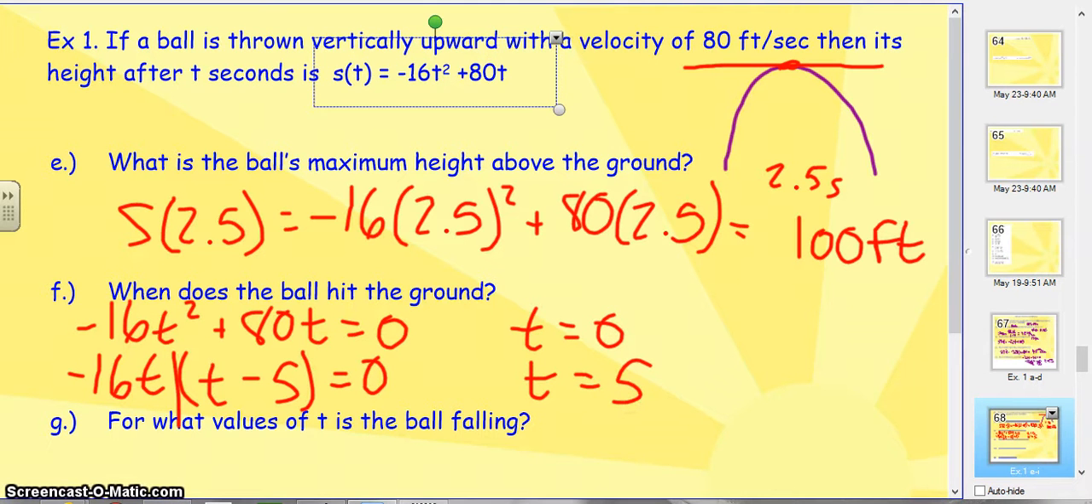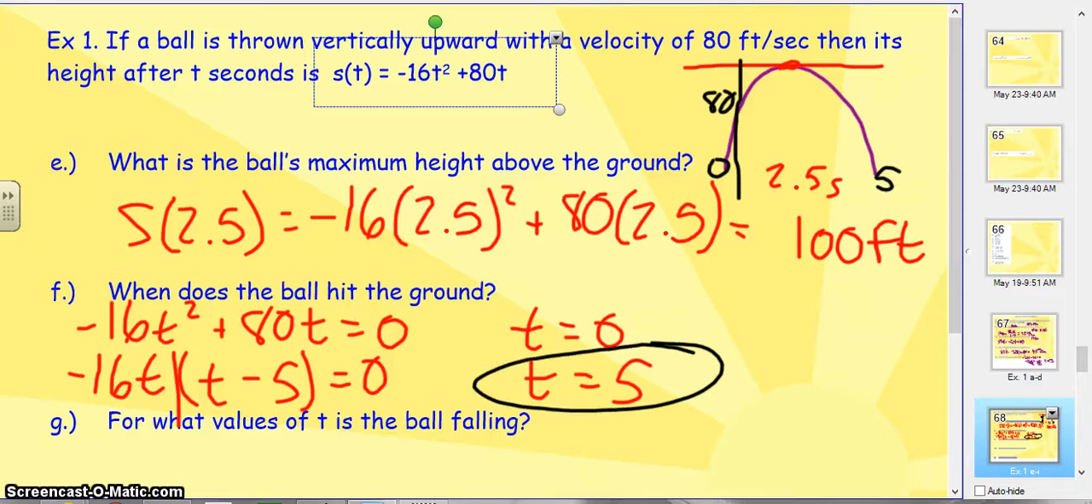Well, when does it hit the ground? Think about it. I'm going to go back to my parabola that I drew over here. Your parabola is going to start here. That was the 80 feet when I launched the ball. And then this is 5 seconds later when it hit the ground again. So my answer is going to be 5 seconds.